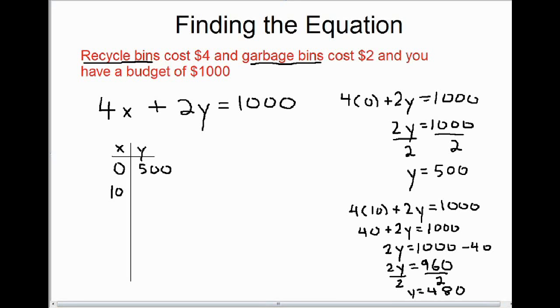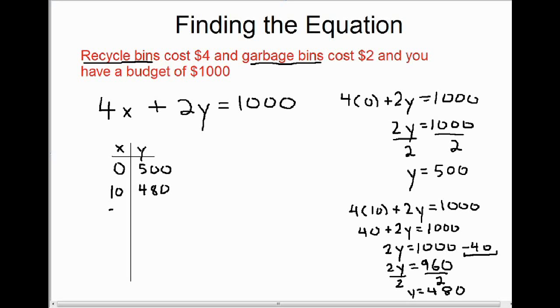So there I've gone ahead and solved that equation if x equals 10. We start by substituting in our value. 4 times 10 is 40, so we get 40 plus 2y equals 1,000. Bring that 40 over to the other side, and it becomes minus 40. Simplify again: 1,000 minus 40 is 960. Then divide both sides by 2, and we get that y is 480. So if I bought 10 recycle bins, I could afford 480 garbage bins.